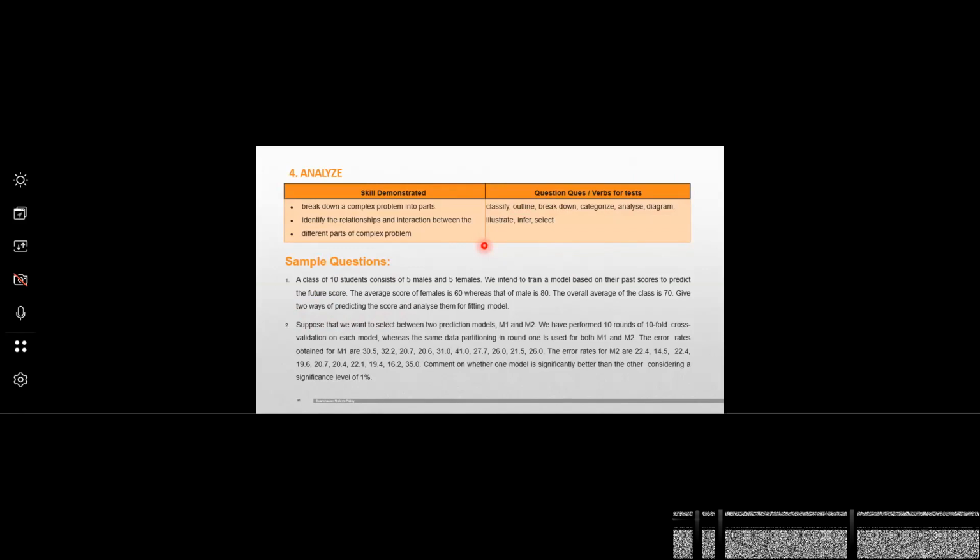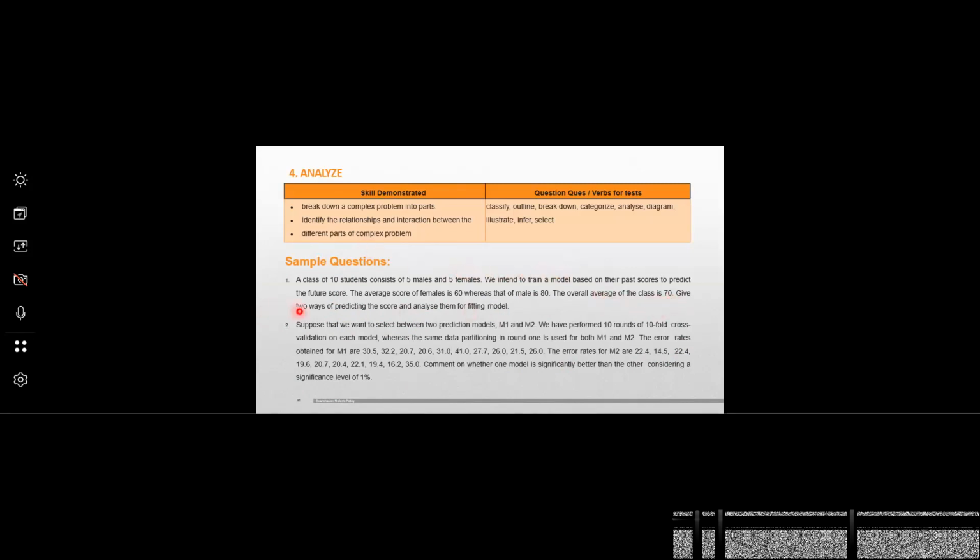Fortunately, we can use either the 3rd or 4th level. Four Bloom's taxonomy levels are enough for our continuous internal assessment. The next, create and all, is not necessary. See the sample questions here. Some data is given: a class of 10 students consists of 5 males and so on. The overall average of the class is 70.